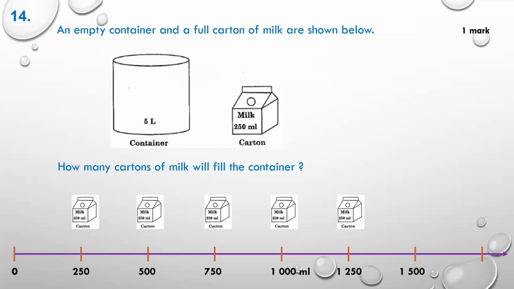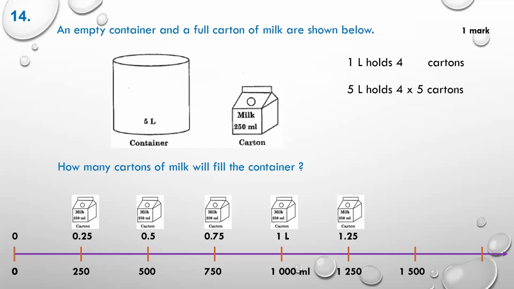And what do we know? 250 milliliters will be the same as 0.25 liters, 0.5 liters, 0.75 liters. 1,000 ml is 1 liter. So if we want to look at the idea of how many liters there are, we know that 1 liter holds 1, 2, 3, 4 cartons of milk. And our container is 5 liters. So that will hold 4 times 5 cartons of milk.